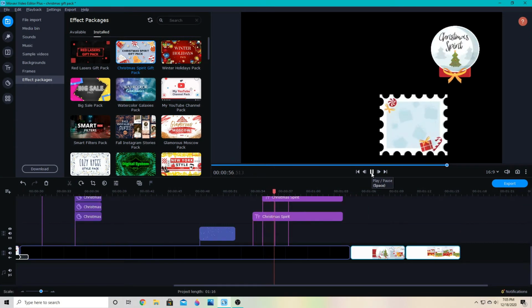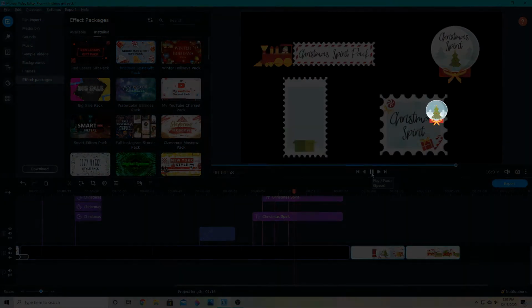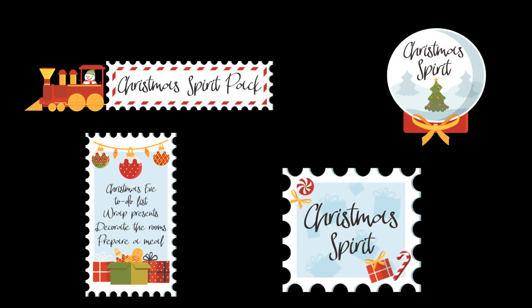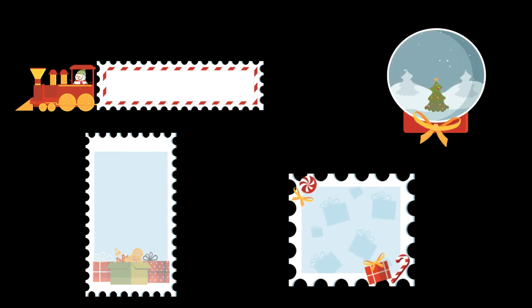So there's not title tracks. These 4 titles, like that. So they all kind of have, most of them look like a stamp kind of look. And then the snow globe there.